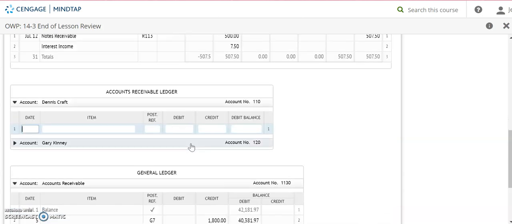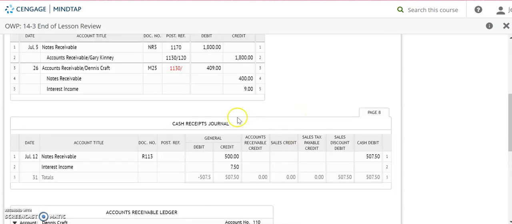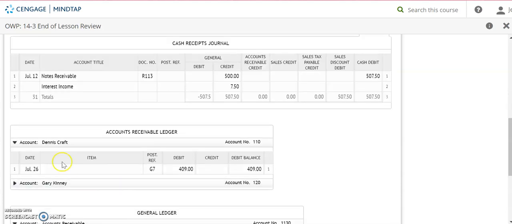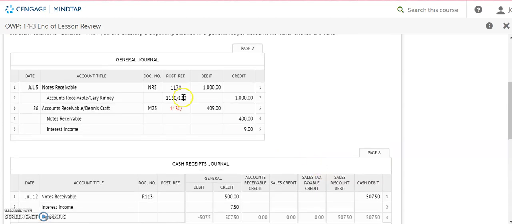So July, I have to put the month this time, July 26th. Post reference is G7 and a debit of 409. So the new balance then is 409. Now, when I look back up at this transaction, this is where Dennis dishonored his note. So in the item column, we would put dishonored note here. Again, we are not doing that here, but that's what we would have put. So I'm going to bring up account number 110.